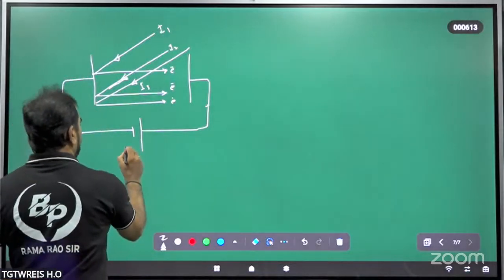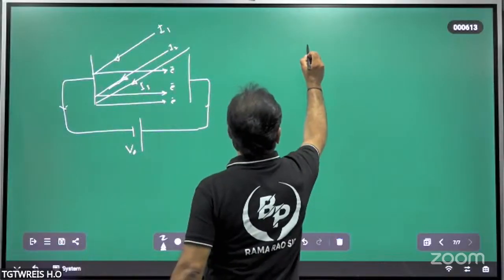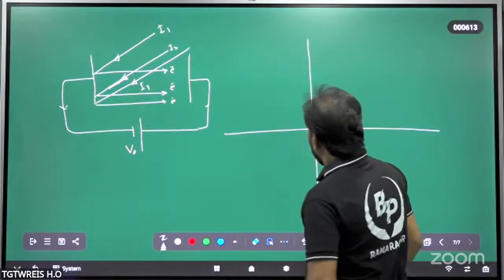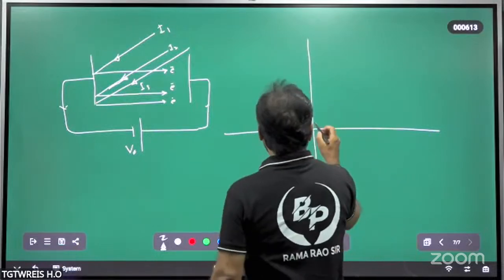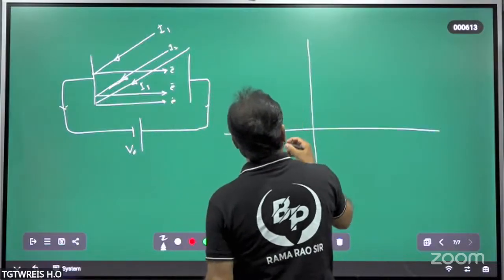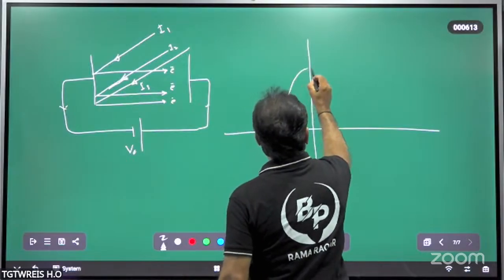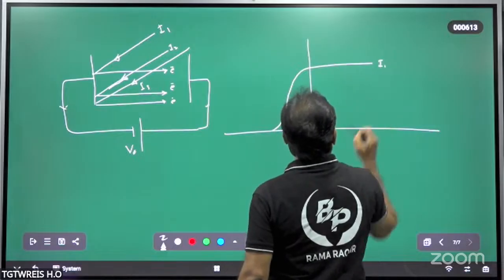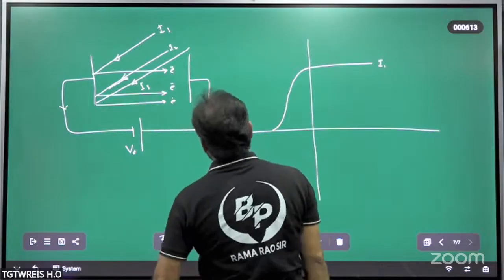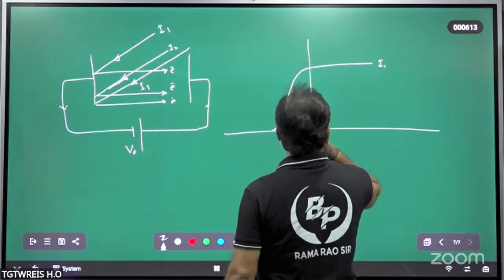We apply some amount of potential V0 also. In the same scenario, when a stopping potential is applied here, I1 would emit the saturation current like this. This is I1. Next, when I2 light is incident on this metal surface, it can also emit some amount of current.